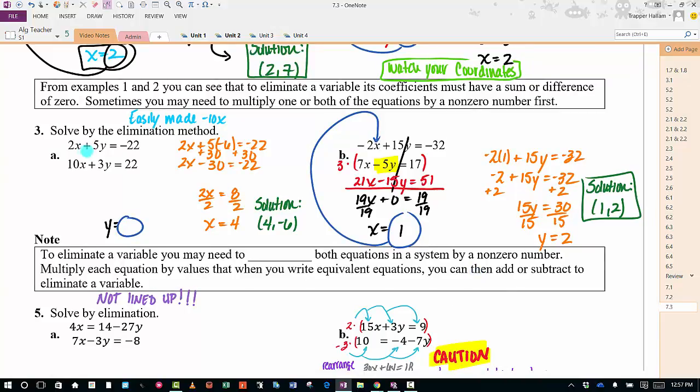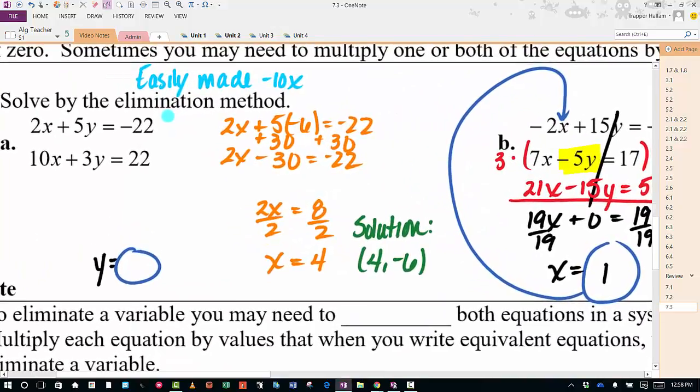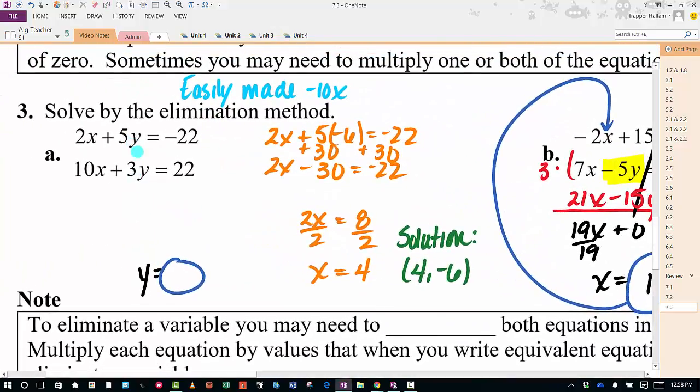At this point, we've got 2 linear equations: 2x plus 5y equals negative 22, and 10x plus 3y equals 22. There's your 2 linear equations. But you'll notice this time that our y's aren't the same and opposite, and our x's aren't the same and opposite. So at this point, pick the easiest one. I need them to be the same. Well, 5 and 3, if I have to get those to be the same number, the closest I can get is 15, and I have to multiply both terms to get there.